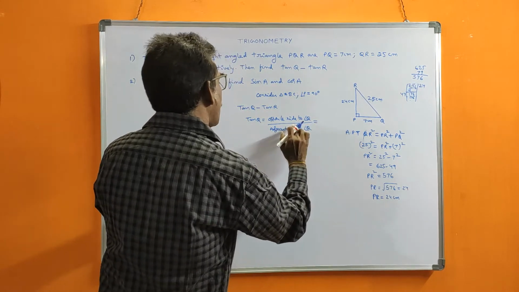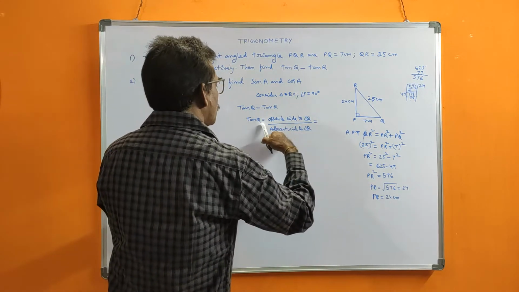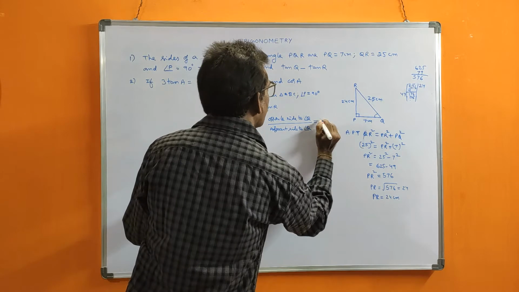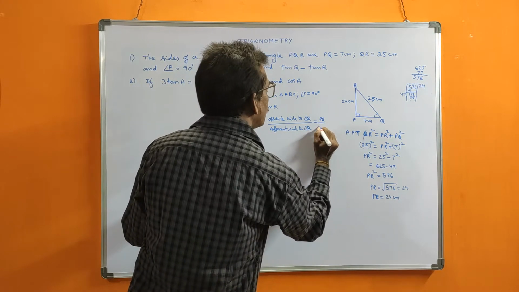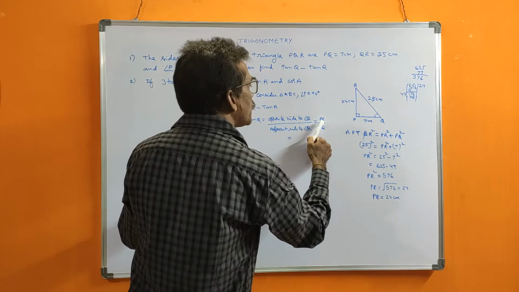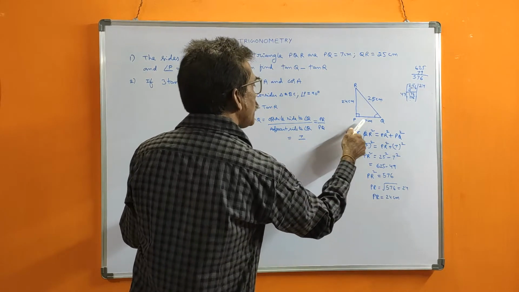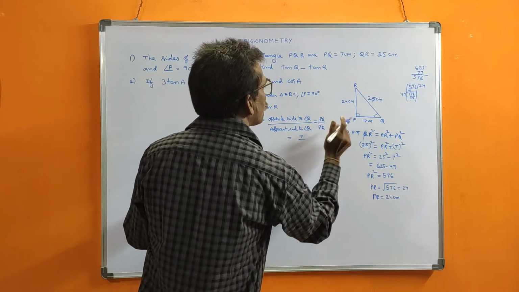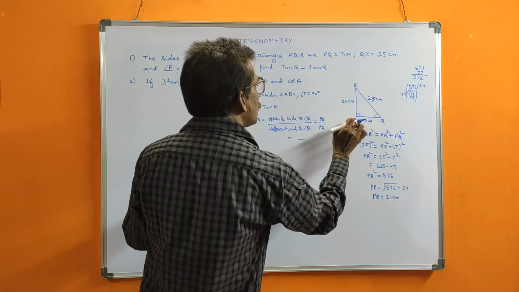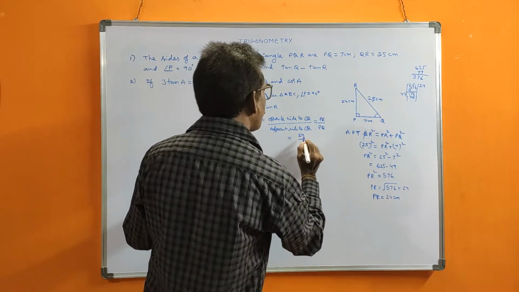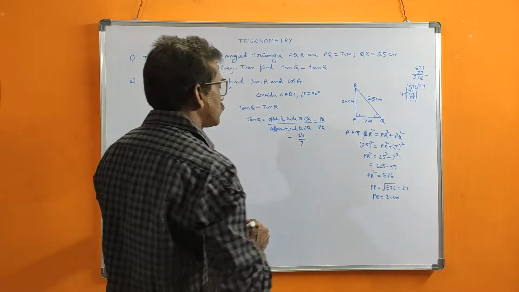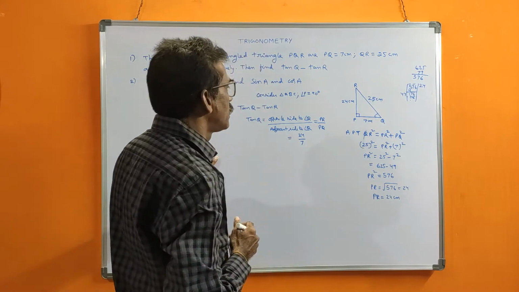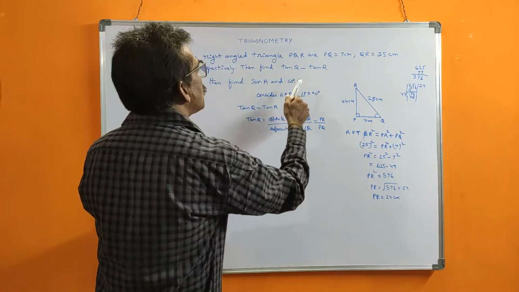Substitute the sides and values. For Q, take this as the angle. The opposite side is PR by the adjacent side PQ. Now the value of PR is 24 and PQ is 7. Remember carefully. So PQ is 7, tan Q is 24 by 7.